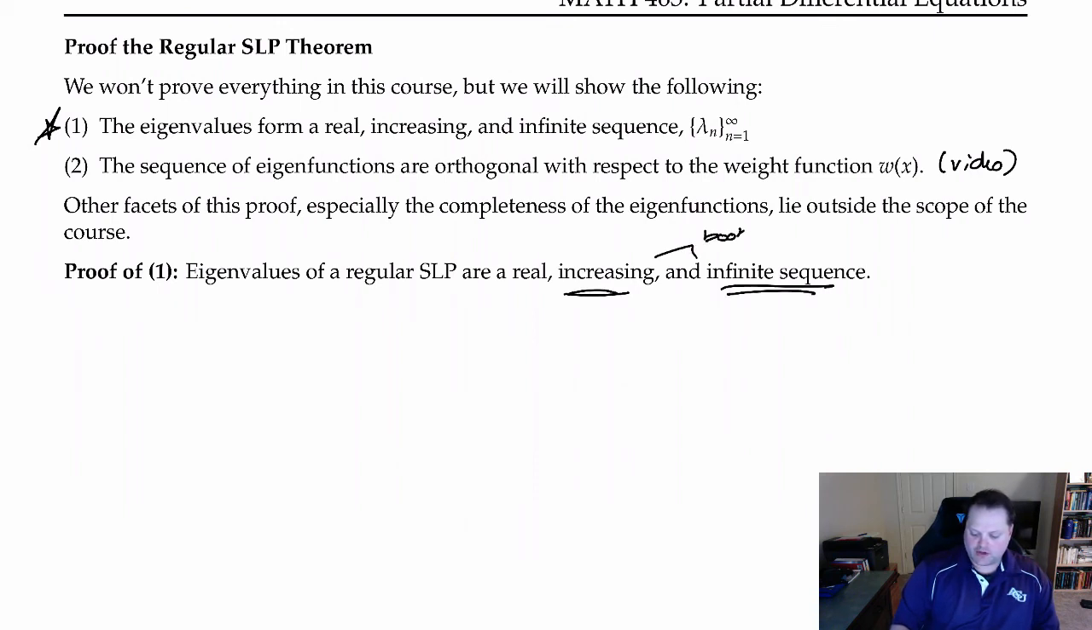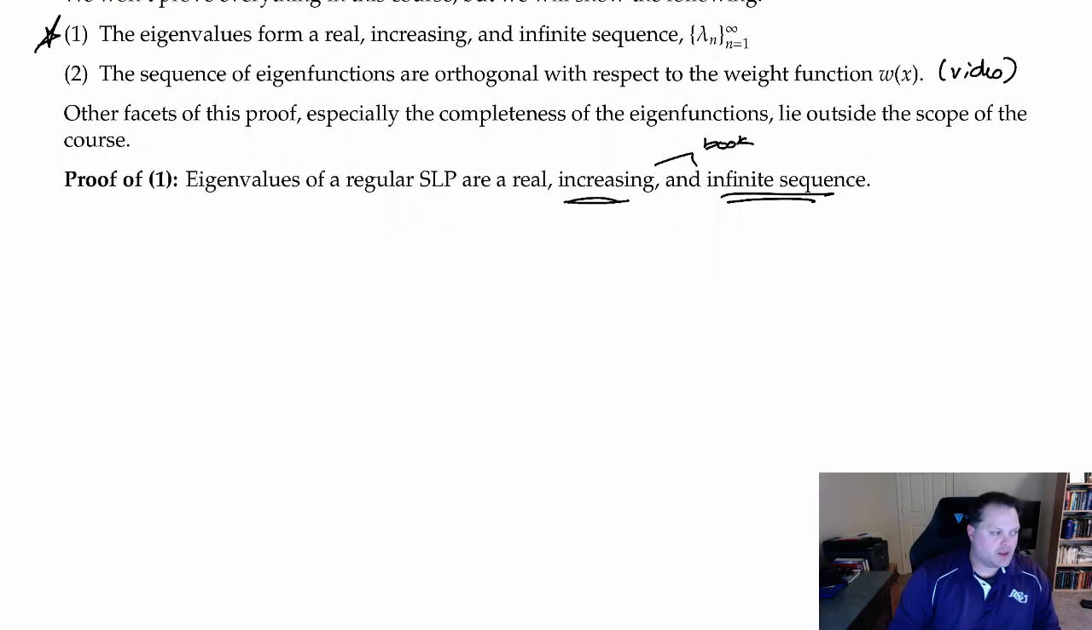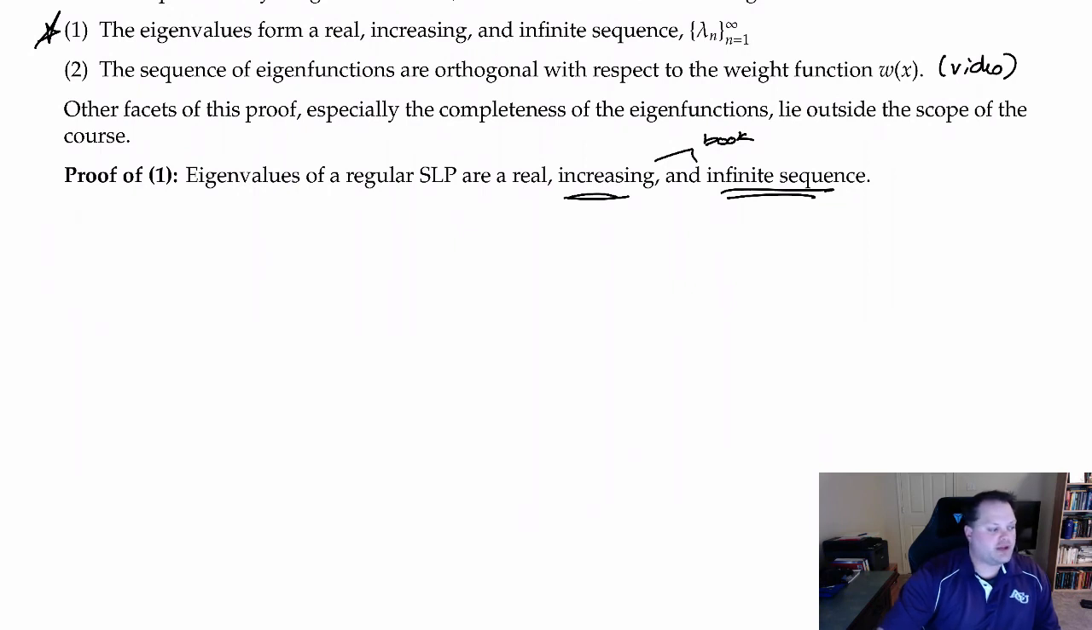You can check that out in your book, but I do think it's important that I work with you to prove that anytime you find eigenvalues of a regular SLP, those eigenvalues will always be real. You'll never end up with complex eigenvalues in this course for solving these regular SLP problems. All right, so the proof here is actually pretty straightforward now that we've proven symmetry.